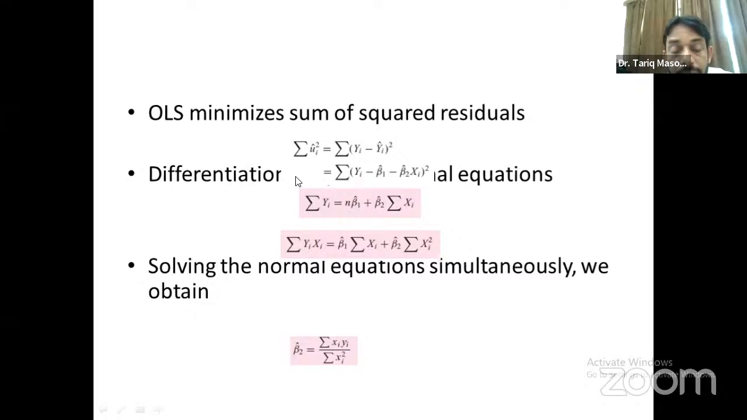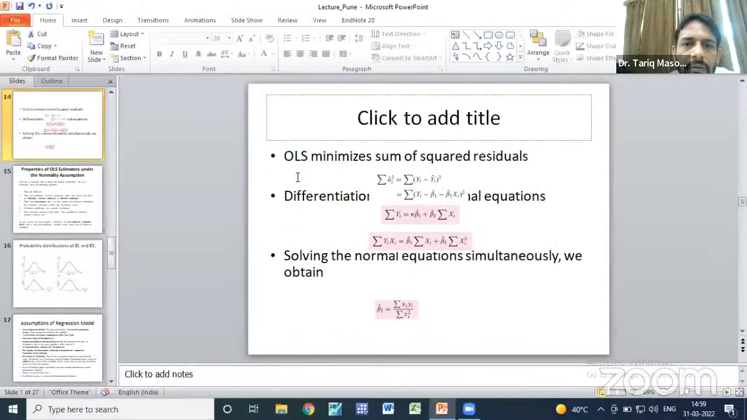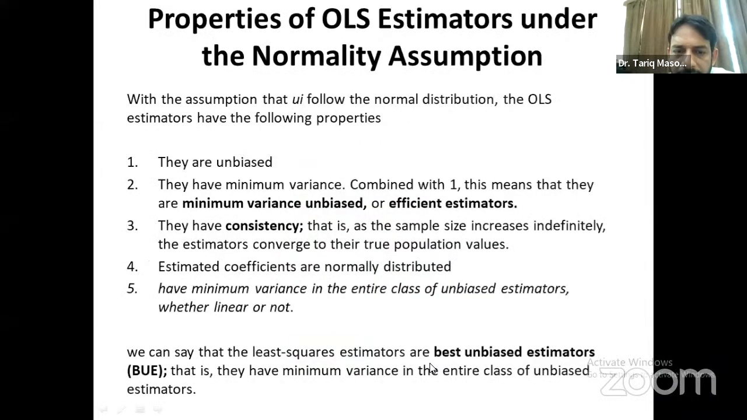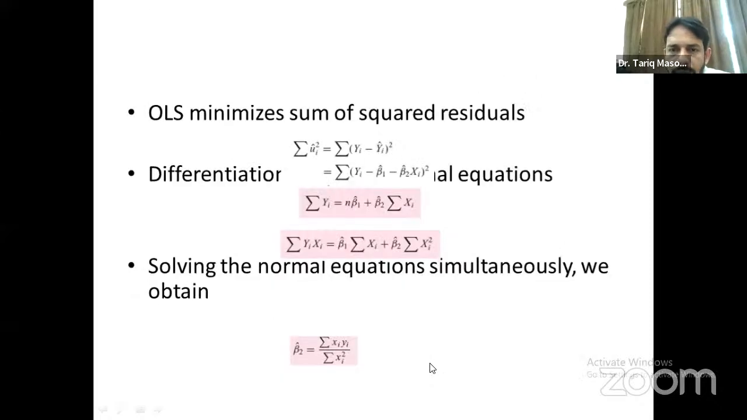Now for those participants who are aware of calculus differentiation, they know that there is a method in calculus for getting maximum and minimum values, for deriving maxima and minima. What is that method? How do we get maxima and minima?